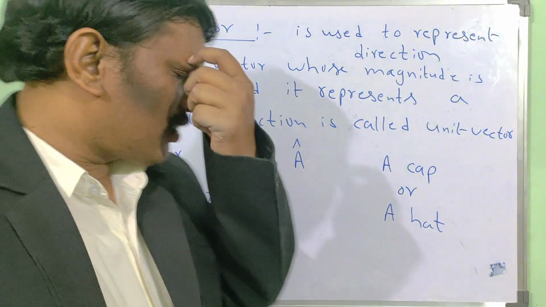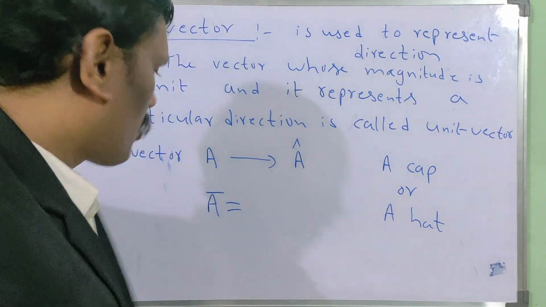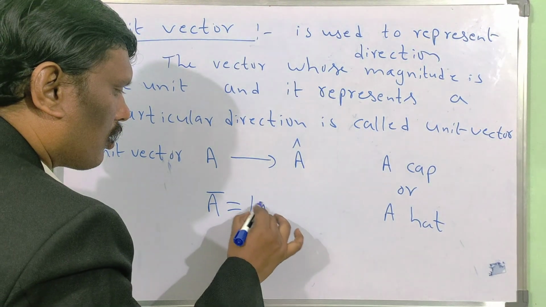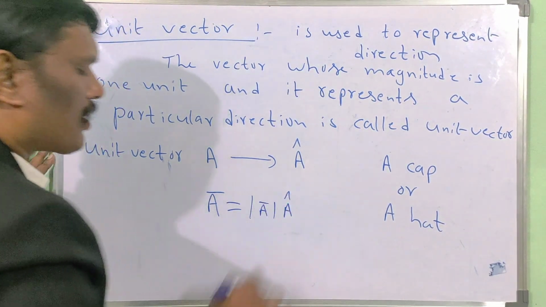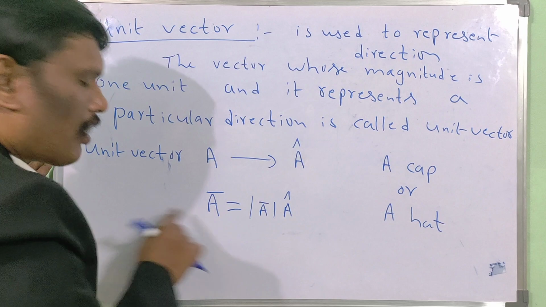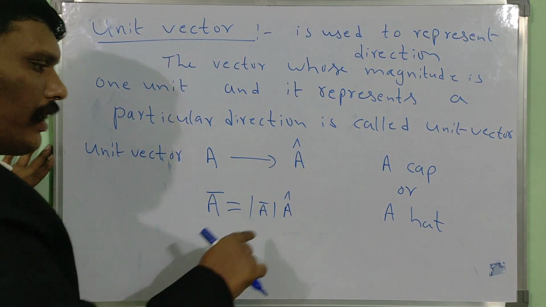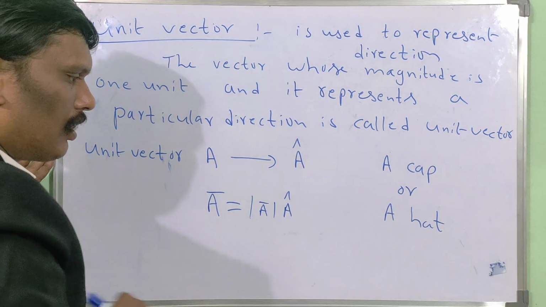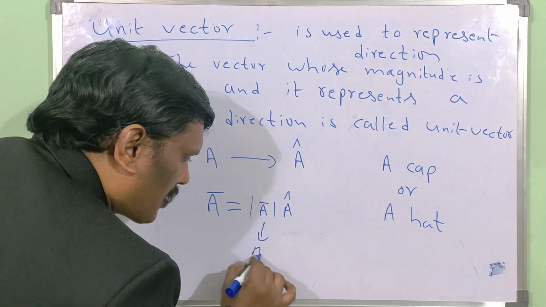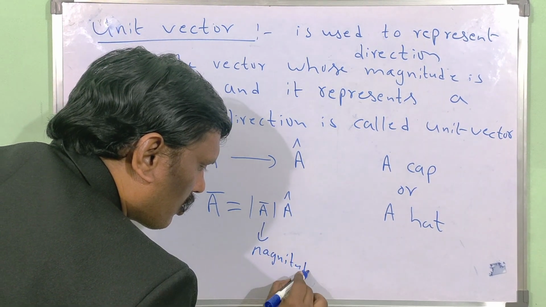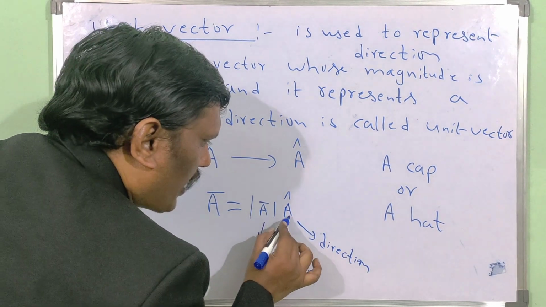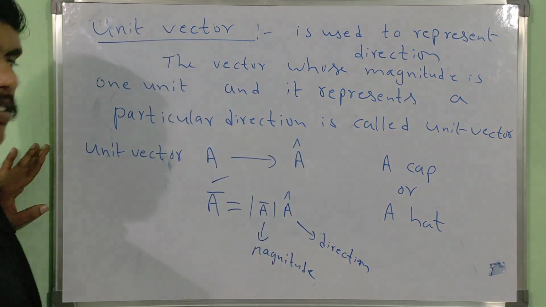So any vector consists of magnitude and direction. Suppose A bar is a vector. It is a product of its magnitude and its direction. What is the modulus of A bar? It is the magnitude of vector A bar. What is A cap? A cap represents A bar's direction. Then how to write the A bar vector? Magnitude, direction. This is the magnitude. This is the direction.